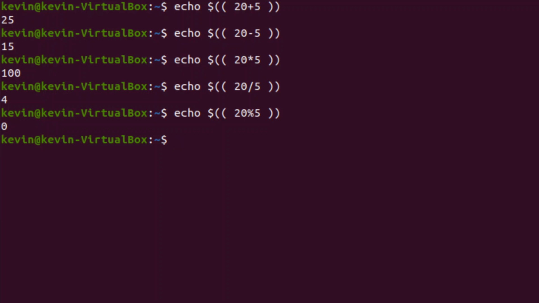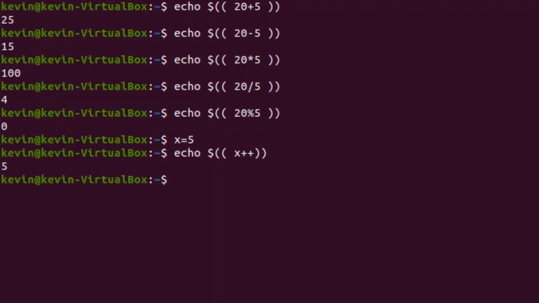That might seem like a goofy thing that we don't really need right now, but it can actually be useful in certain situations. We have that post increment, so I would need to set a variable here. Let's just say x equals 5. Okay, and I can do echo, dollar sign, double parentheses, x plus plus. There you go, 6.